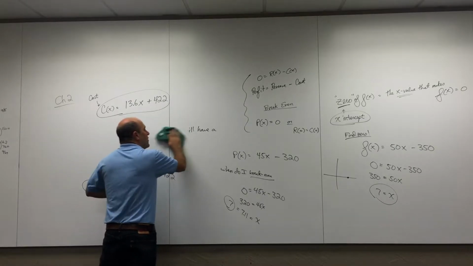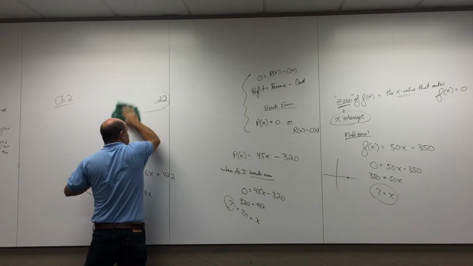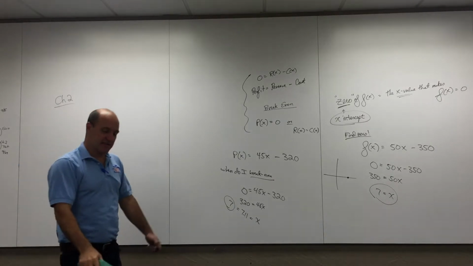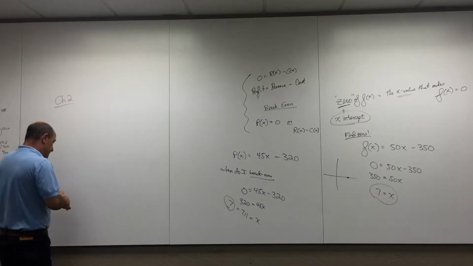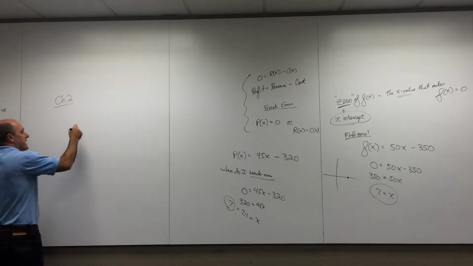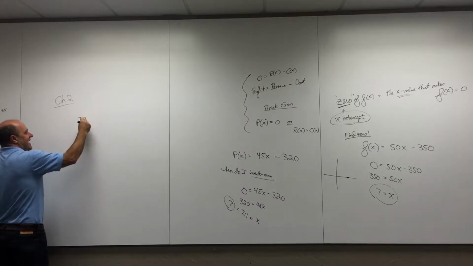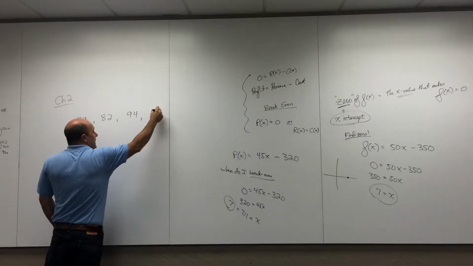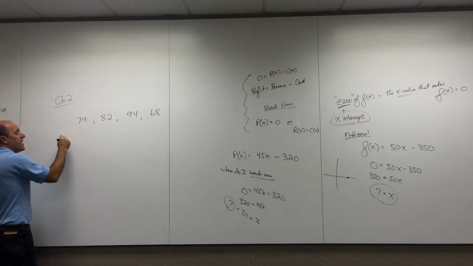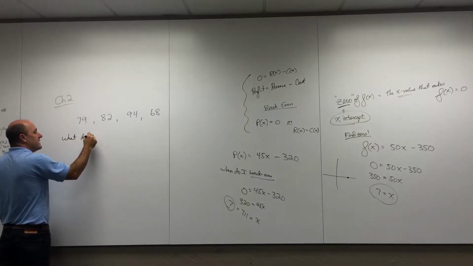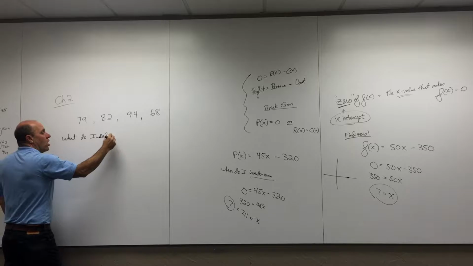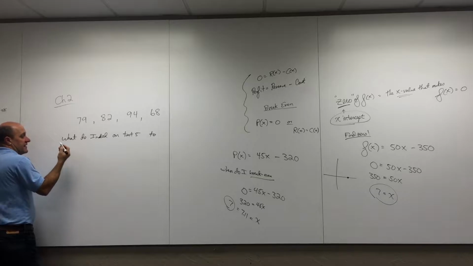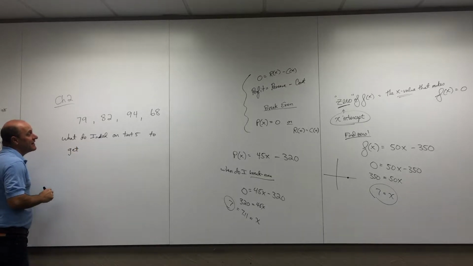There's some other solving in 2.1 that, I mean, I'm a teacher, I feel like I should explain stuff to you, but I bet you could figure some of this out yourself. Like this one, this is a classic little problem. A student made a 79, an 82, a 94, and a 68 on four tests. What do you have to make on the fifth test? What do I need on test five to get an A or a B?